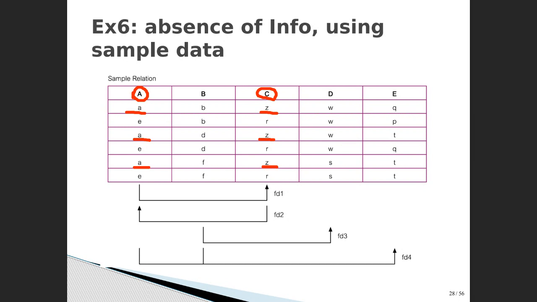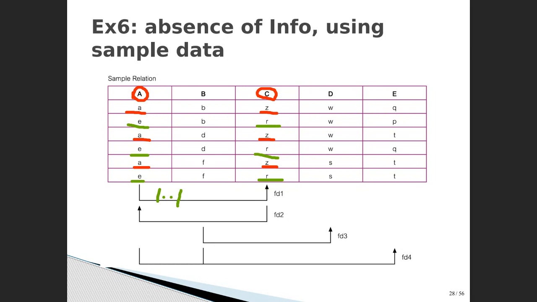And at the same time, I can say C is a determinant of A. And it works in both directions. Why? Because always one value of A finds the same value of C, and one value of C finds the same value of A. That means that this is number 1. We can also see e: if e appears, r appears in C. If r appears, e appears here. So it's 1 to 1.